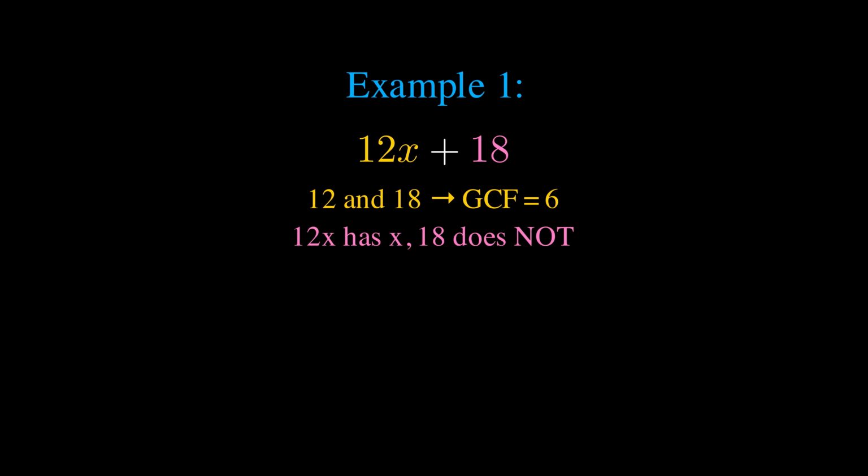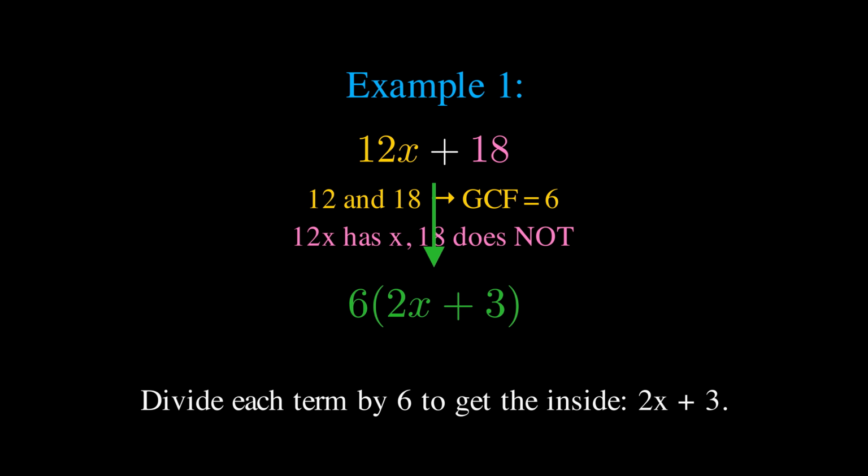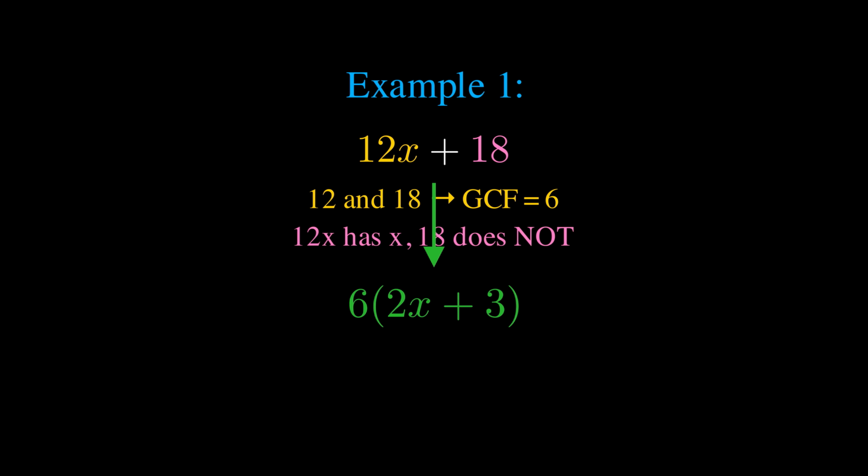That leaves 2x plus 3 inside the parentheses. Always check by multiplying back. 6 times 2x is 12x. 6 times 3 is 18. So this factor is correct.